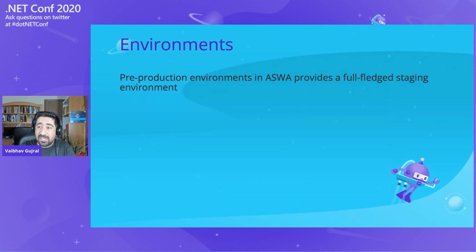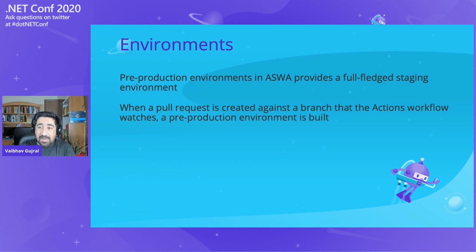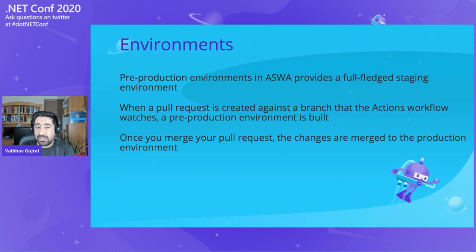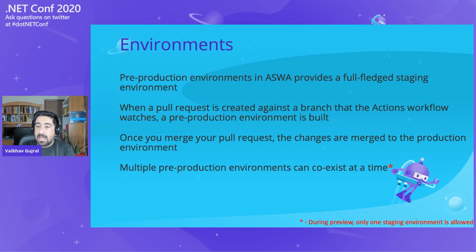Last but not least, as I mentioned earlier, Azure Static Web Apps generates pre-production environments for every pull request created against your branch. These pre-production environments provide a full-fledged staging environment. When a pull request is created against a branch that the action workflow watches, a pre-production environment is built where you can test your changes before pushing to production. And then once you merge your pull request to your main branch, the changes are merged to the production environment and your pre-production environment is deleted.